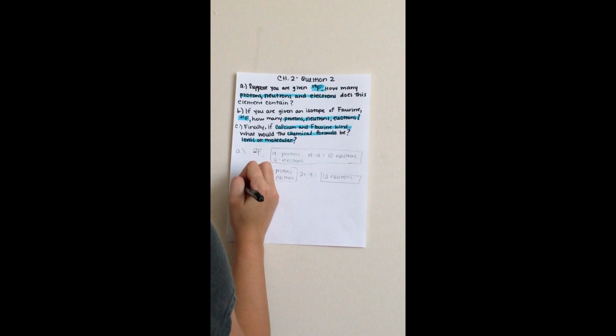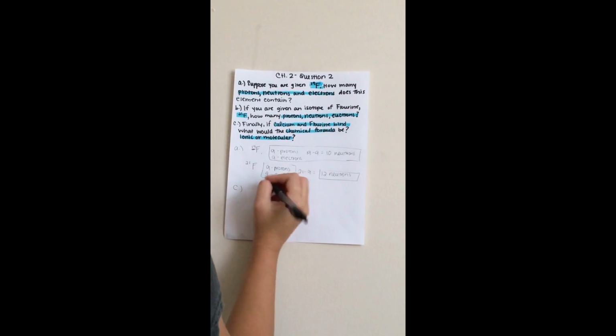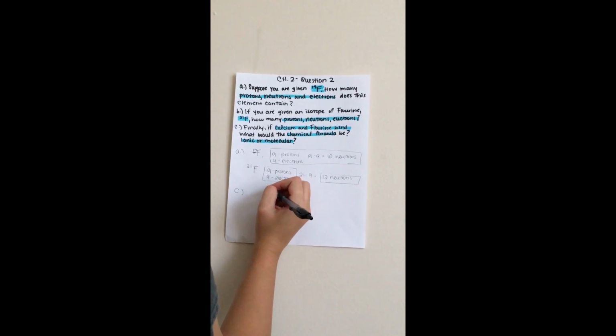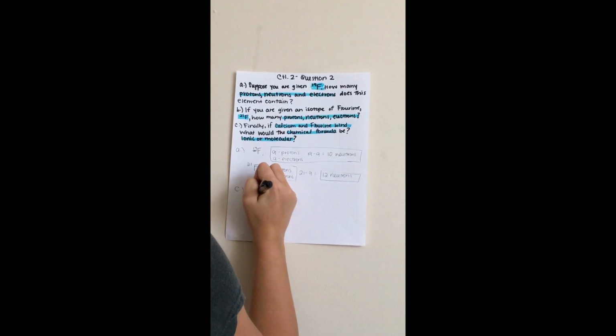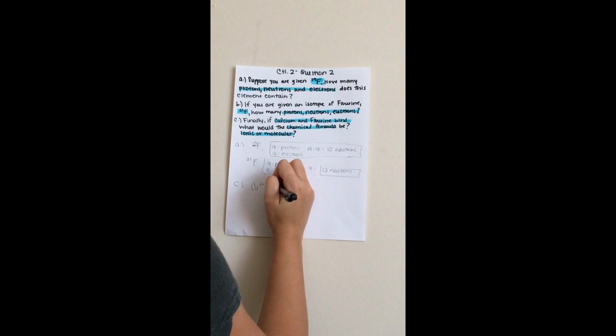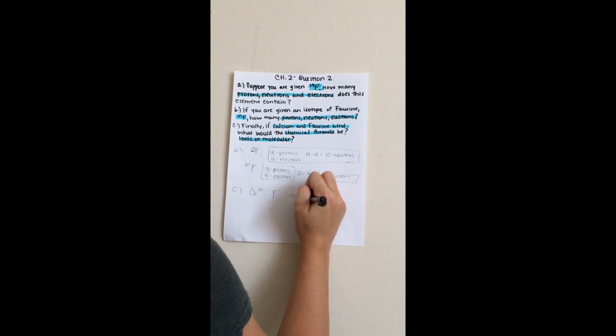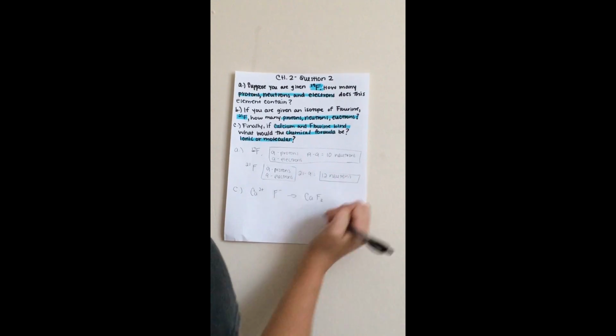And now for part C, we're just predicting the chemical formula and saying if it would be ionic or molecular. So for calcium, we know this is Ca2+, and for fluorine, we know this is F-. So their chemical formula would be CaF2.